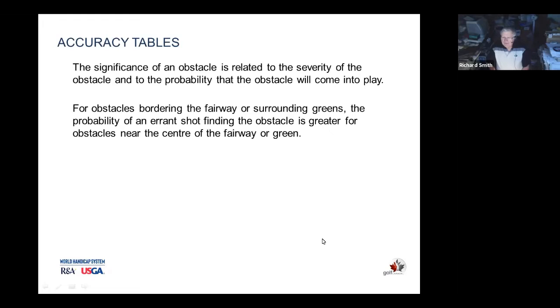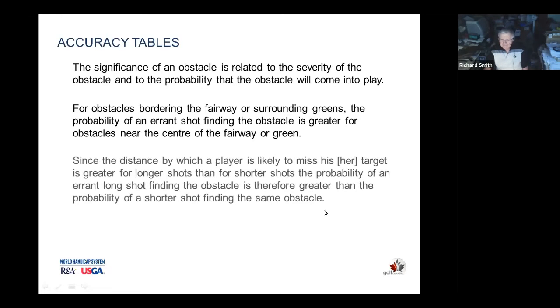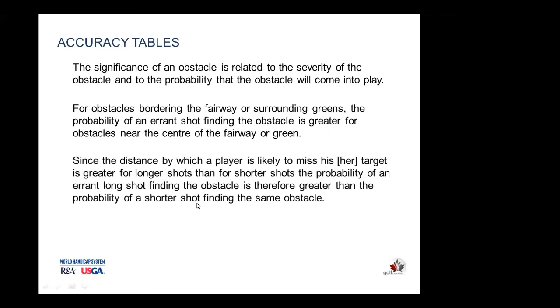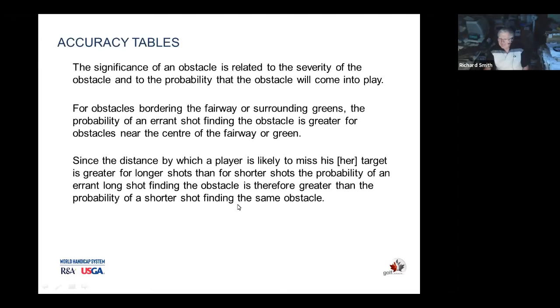So obviously the probability of an errant shot is greater for obstacles that are near the line of play or near the green than it is for ones that are far away. Got to get rid of that pop-up control again.